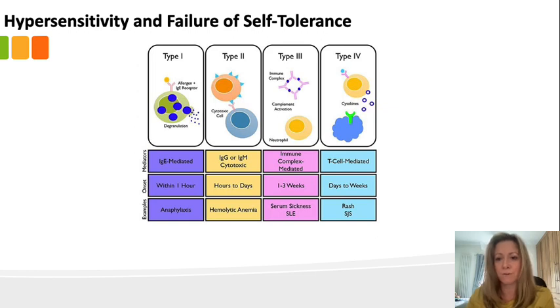Hypersensitivity diseases come in 4 categories, as you can see on the screen. Type 1, immediate hypersensitivity. Type 2, antibody-mediated hypersensitivity. Type 3, immune complex-mediated hypersensitivity. And Type 4, cell-mediated hypersensitivity.